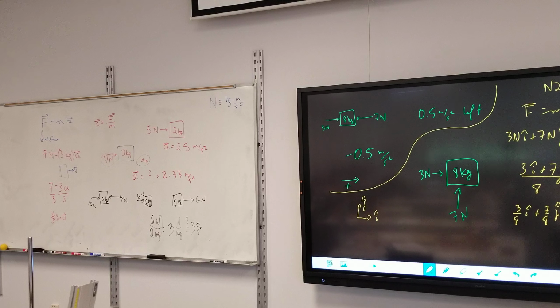There's two proper ways of doing it. All right, where should I write meters per second squared? On each fraction? Yep, that's one way of doing it. So 3/8 meters per second squared I hat plus 7/8 meters per second squared J hat. And there we go. That is a perfectly acceptable answer.